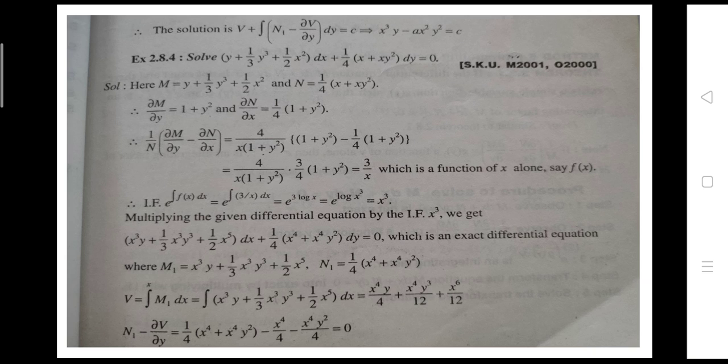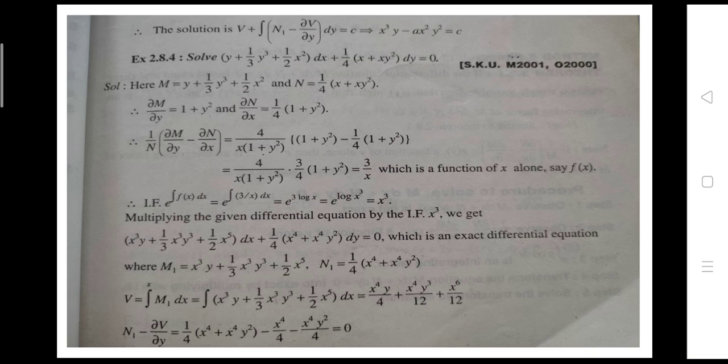What is v? Here v is equal to the integral of m1 dx. What is m1? M1 means x cube y plus 1 by 3 into x cube y cube plus 1 by 2 into x power 5, into dx only. Integrating this, we get x power 4 into y by 4 plus x power 4 into y cube by 12 plus x power 6 by 12 only.